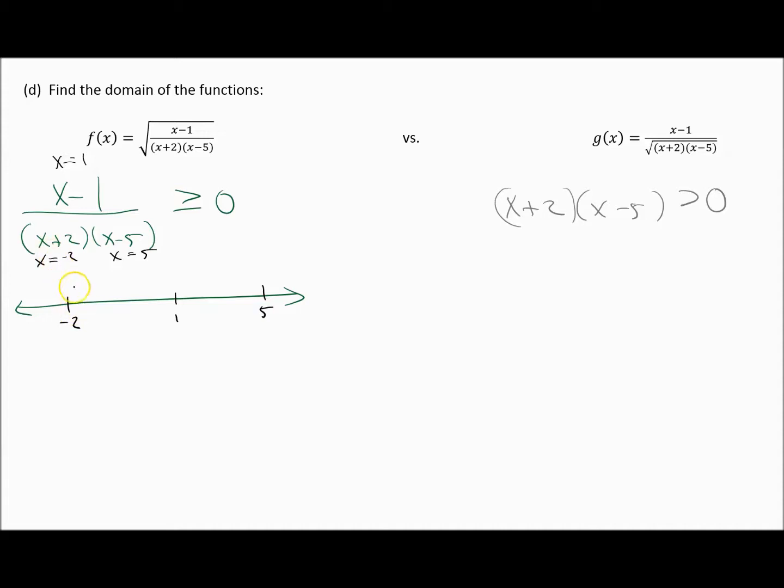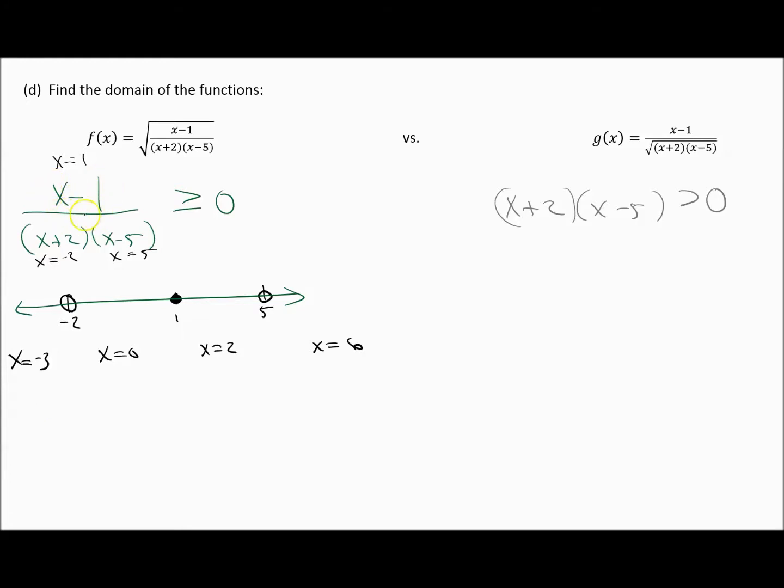So at negative 2, it came from the denominator, so it's open. 1 came from the numerator, so that means 0 is equal to 0 is okay. 5 came from the denominator, so it's open. And then I test points like I've been doing all along. So I'm going to test x equals negative 3. I'm going to test x equals 1. I'm going to test x equals 2. And finally, x equals 6. I'm going to try to write this small enough to get this done.